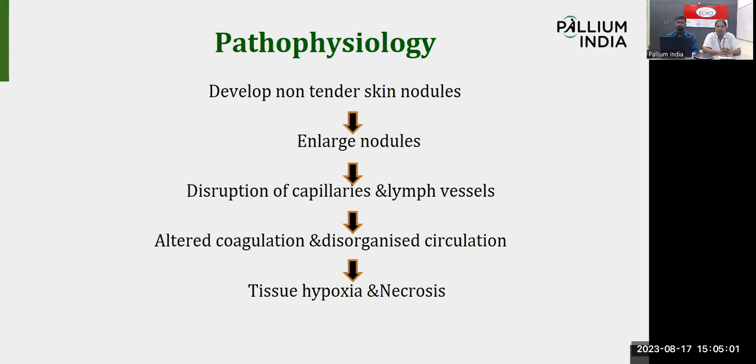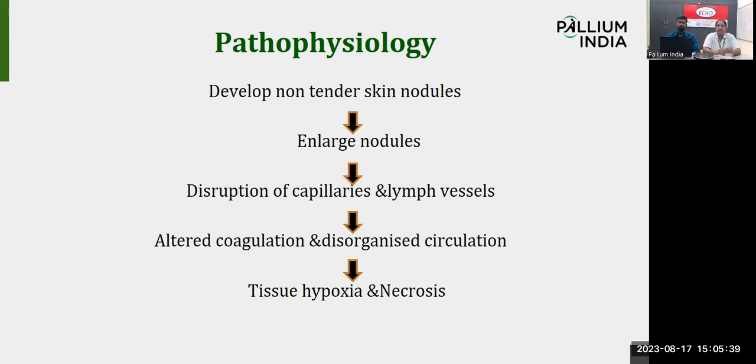So we look into the pathophysiology. We all know that whenever skin cancer occurs, there is a small skin nodule formation that is non-tender. So there will be a development of a non-tender skin nodule, and after that there will be an enlargement of the nodules. Okay, so we know that because of the overgrowth of the cells, the size of the nodules will be extended, right? So there will be an enlargement in the nodule size, and that enlargement will lead to the disruption of the capillary and the lymph vessels, right? So the nearby capillaries and the lymph vessels will be disrupted.